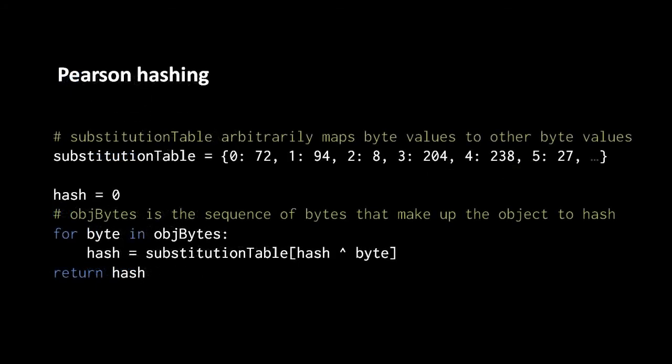Now, if we want a truly generic hash function, the obvious thing to do is to create a hash function that works by processing the individual bytes that make up that object. One of the simplest such techniques is called Pearson Hashing, where we define a substitution table in which every possible byte value maps to a different byte value. So here, for example, we have the value 0 mapped to 72, 1 to 94, 2 to 8, 3 to 204, 4 to 238, 5 to 27, and so forth, with the rest of the values not shown.